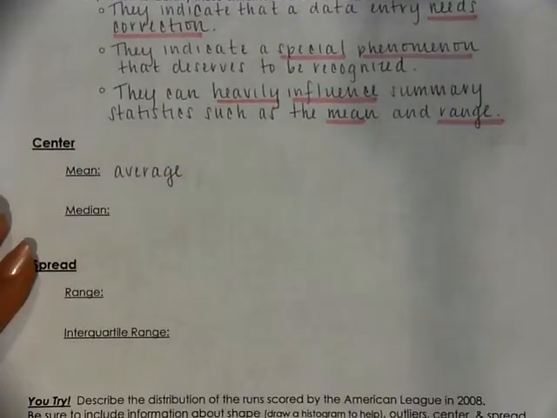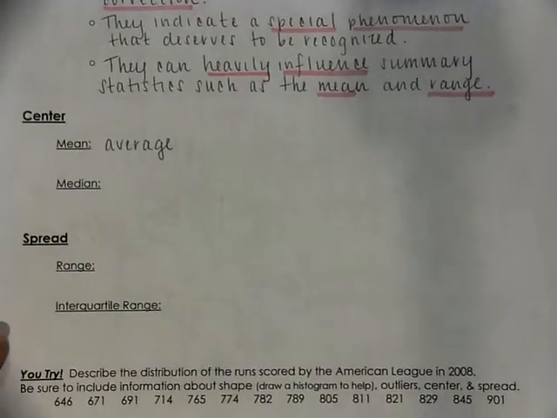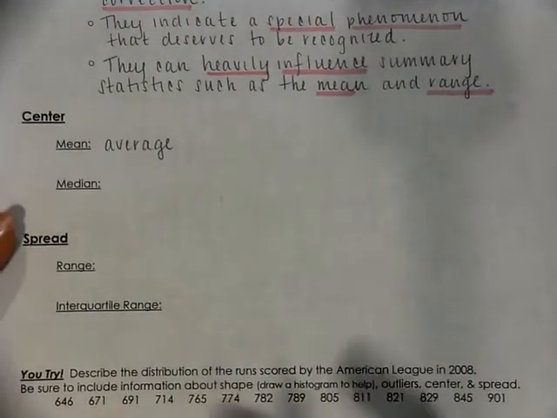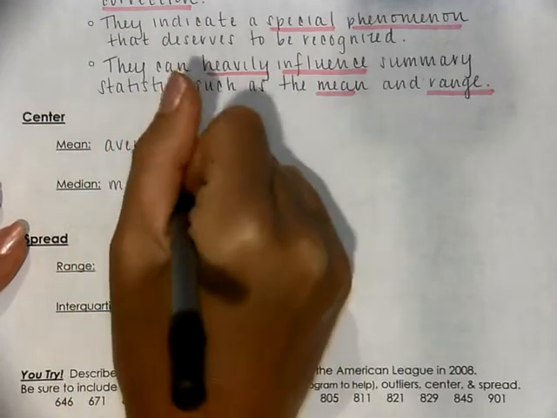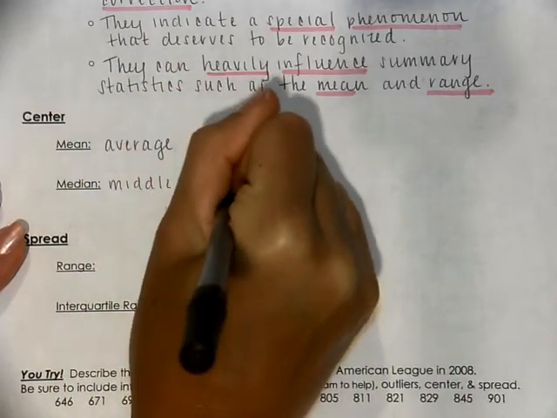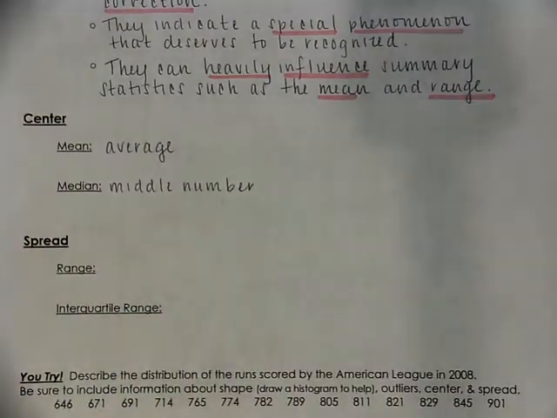So add up all your data values and divide by the total number that you have. Or the median, which is your middle number. So if I were to put the data set in numerical order, it would be the number in the middle. If there's an even set of data points, they take the average of the middle two numbers.